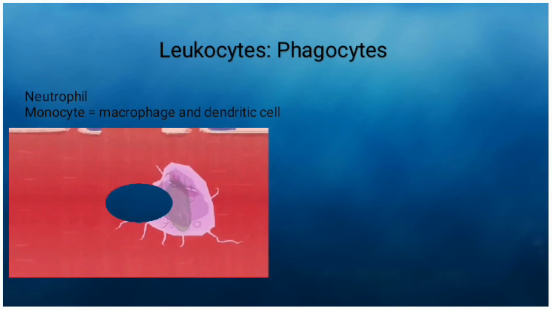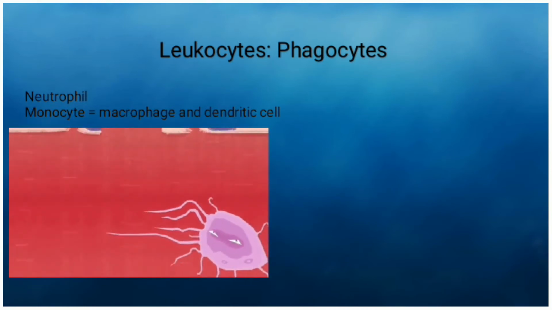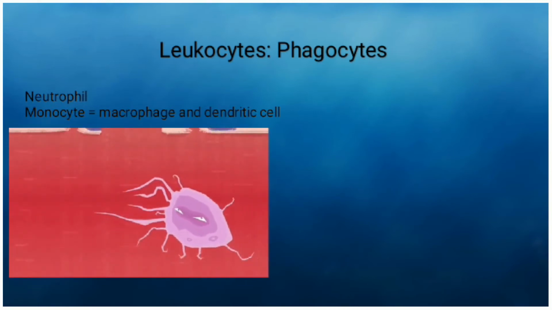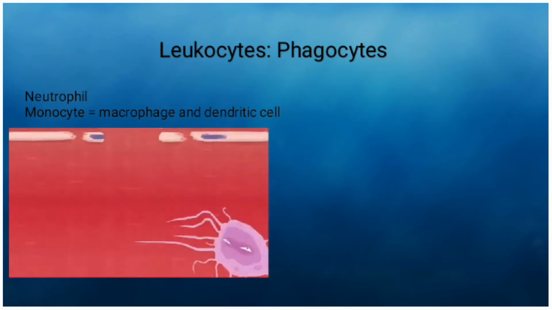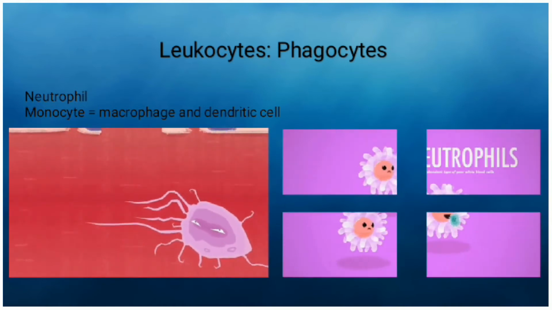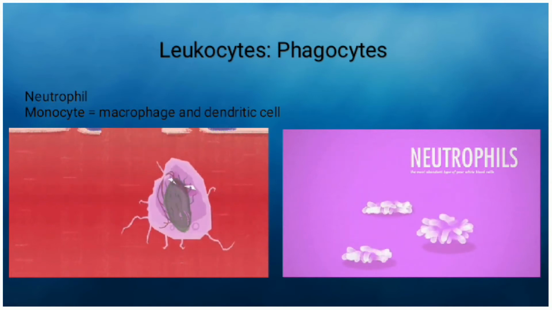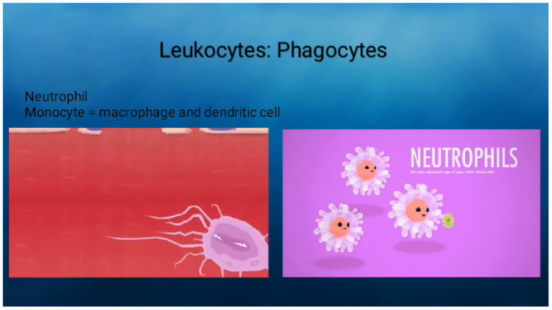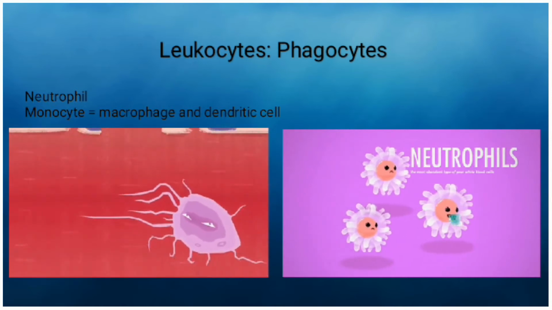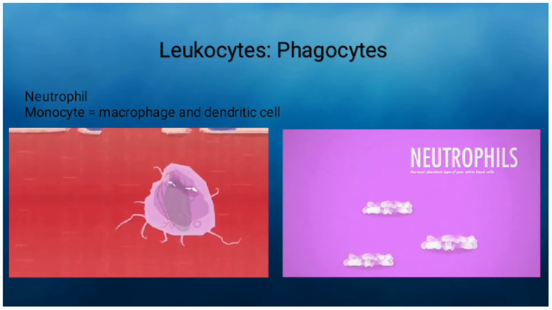Monocytes are located in our blood vessels. When they reach an infectious site, they will move into the tissue and change into either a macrophage or a dendritic cell and start eating pathogens. Neutrophils are also located in our bloodstream. They are one of the first leukocytes that arrive at the infectious site and start engulfing pathogens. But neutrophils can only consume a few pathogens, and then they will turn into pus.